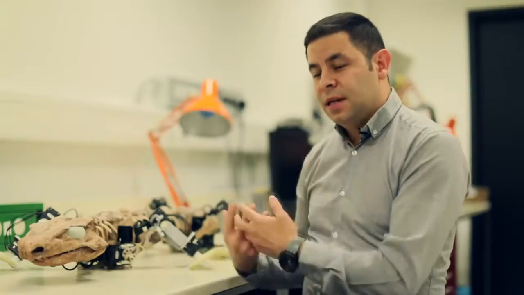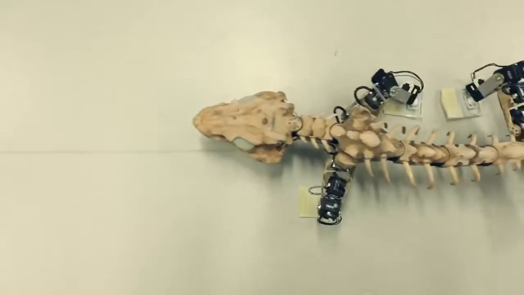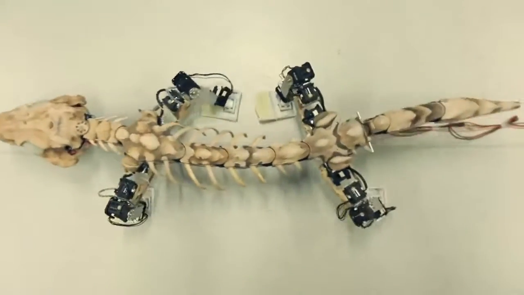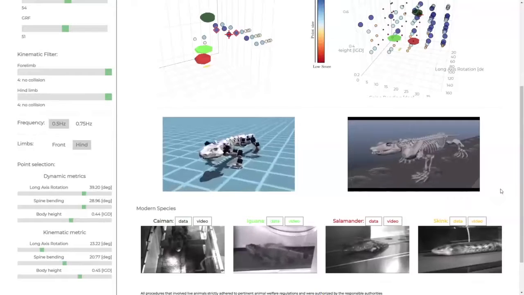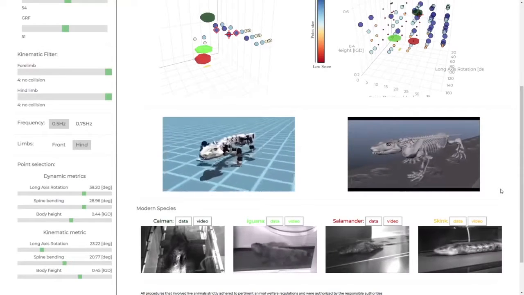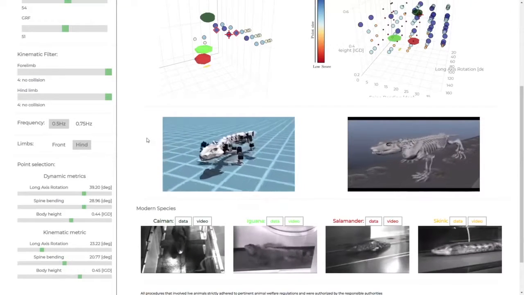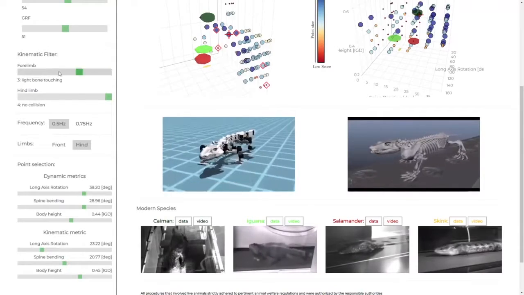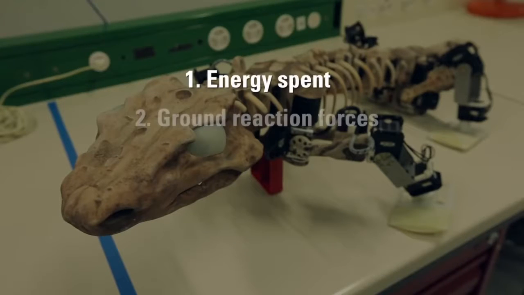Then the second part was the dynamics part, which is the thing that we do with robotics, and is creating a robot. And out of this robot, we create a simulation in order to test all this physics. So basically, we recreate a certain amount of gaits in that space. And with those gaits, we tested how they behave under four metrics.